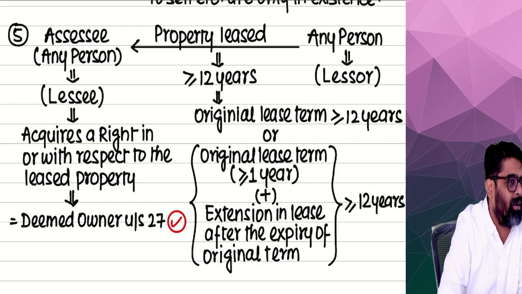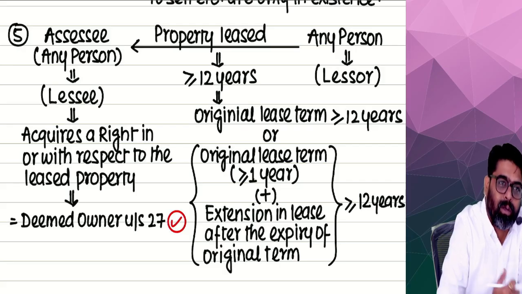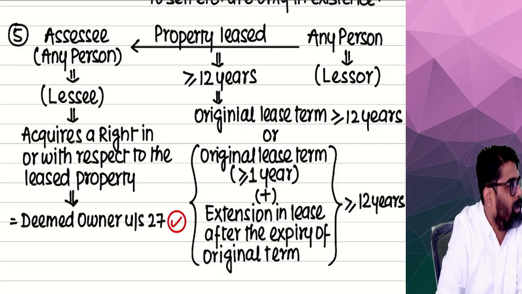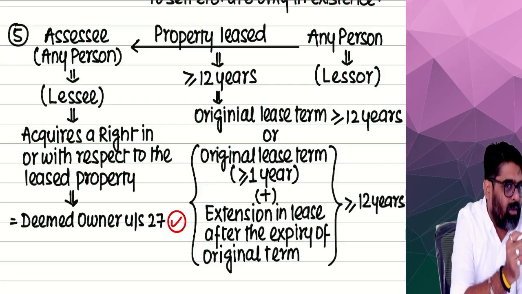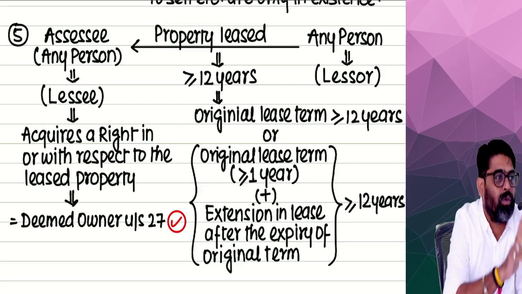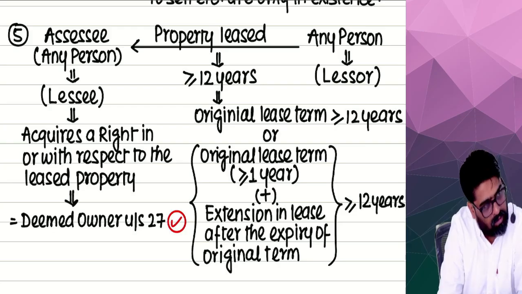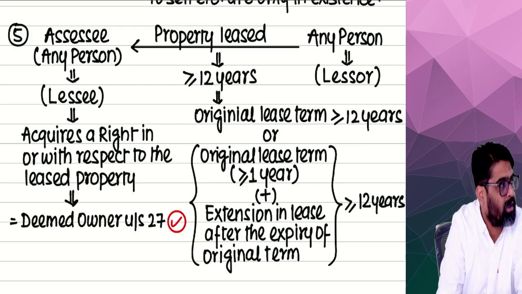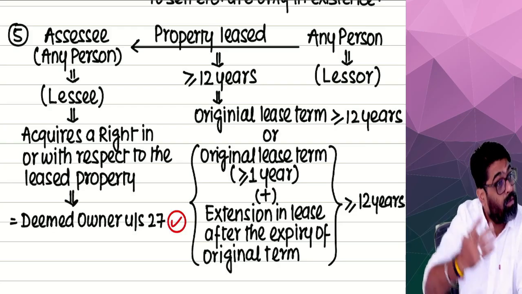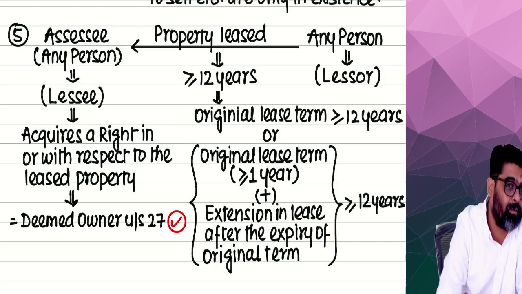Will you get any right? No right. Hence, not a deemed owner. If I say that I am giving you the property on rent for 2 years, how much is the original term? After the expiry of 2 years, this rent agreement can be further extended till 2050.